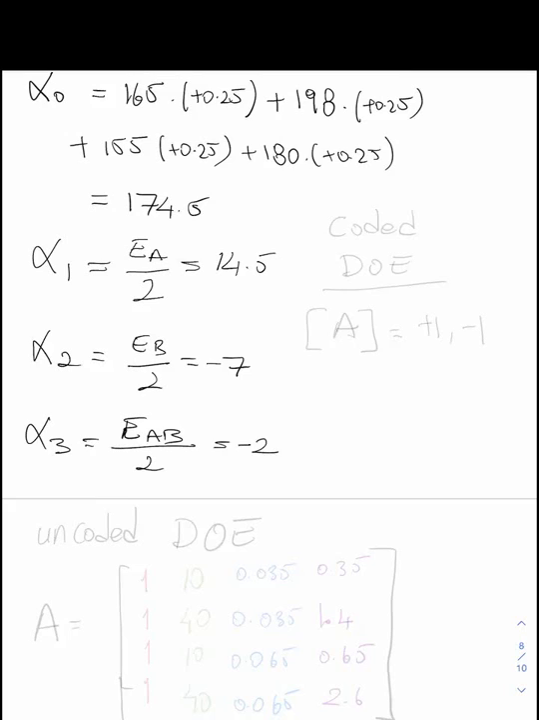And you can do this in the matrix form. And after this lecture, I will show you how to do this in Excel. Okay. And this is called a coded DOE.